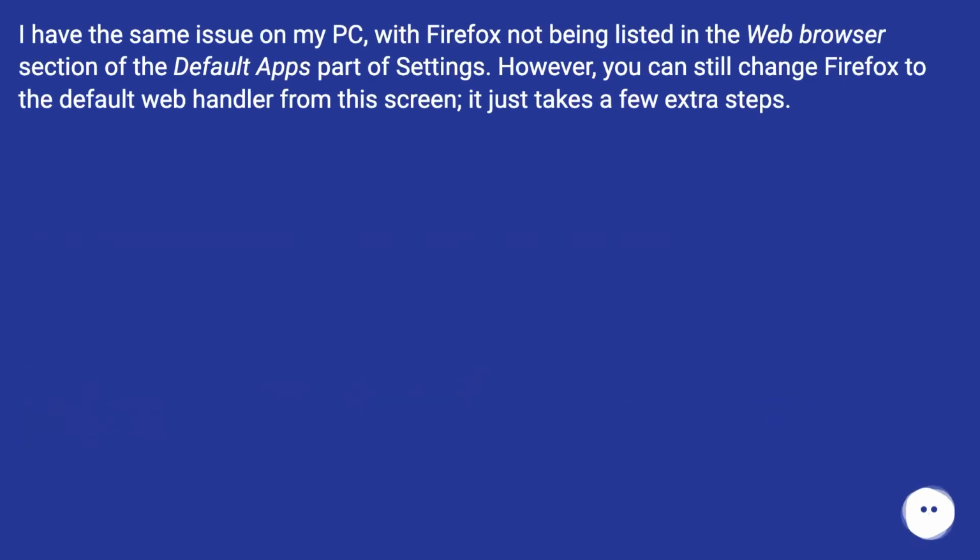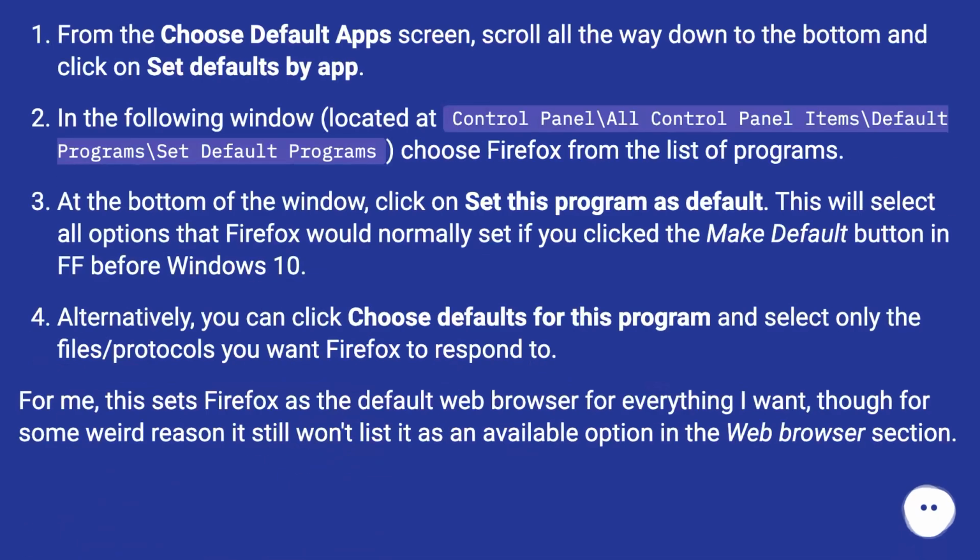I have the same issue on my PC, with Firefox not being listed in the web browser section of the default apps part of settings. However, you can still change Firefox to the default web handler from this screen. It just takes a few extra steps. From the Choose Default Apps screen, scroll all the way down to the bottom and click on Set Defaults by App. In the following window, located at Control Panel / All Control Panel Items / Default Programs / Set Default Programs, choose Firefox from the list of programs.